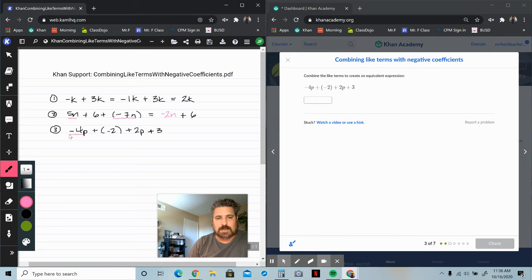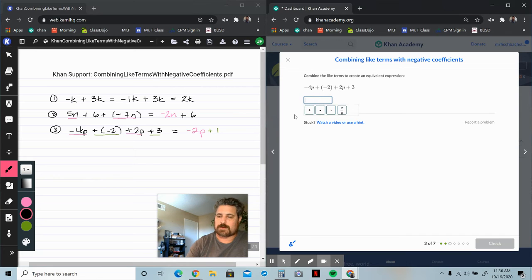So this is negative 4p, and you're adding to that a positive 2p, right? Always keep the sign on the left with it. So this is negative 4p plus 2p. Well, how many p's is that? That's negative 2 p's. And then you've got your constant, which is negative 2, and we're adding to that a positive 3. Who's going to win? Positive. By how much? 1. So ultimately, your result there is just negative 2p plus 1. So that's what you write. Negative 2p plus 1.